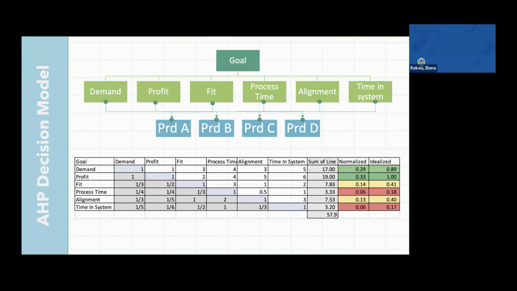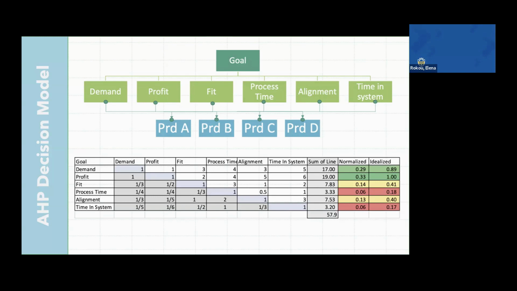And it goes on. After this discussion, we managed to have our priorities, which show that profit is the highest priority. So the most important criterion in our decision should be profit, followed by demand, followed by the two yellow ones that are pretty much the same, fit and alignment. So not harming the branding of the company is pretty important for them. And last, processing time in system.